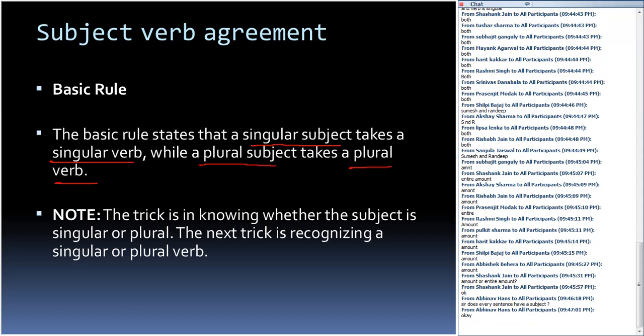So basically the trick as far as subject verb agreement is concerned is in knowing whether the subject is singular or plural. If you know that whether the subject is singular or plural, the next trick is to find out whether the verb is singular or plural. Now my question to you is, how do you find out whether a verb is singular or plural? बताओ. Do you know? How will you come to know whether a verb is singular or plural?